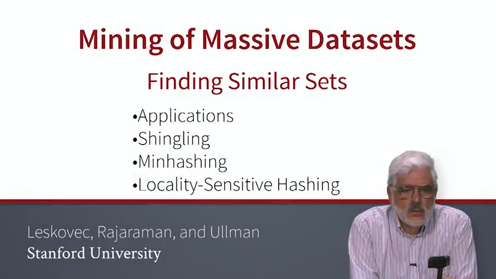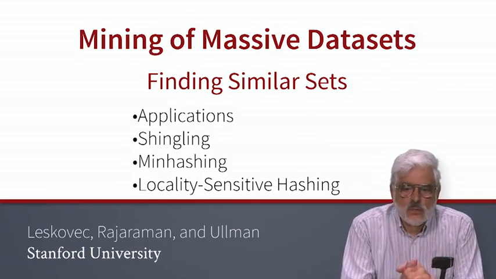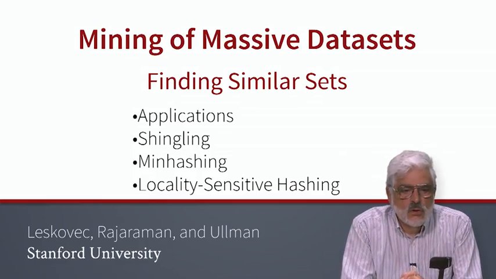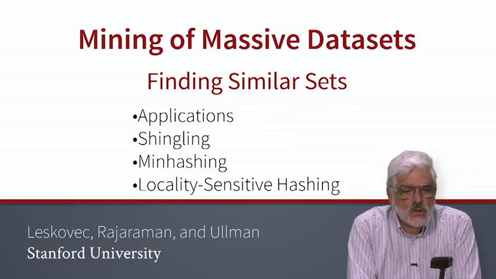We are now going to take up a class of problems where we are given a large collection of sets, millions or billions perhaps, and we are asked to find those sets that are similar. The notion of similarity is quite specific, and it's called Jaccard similarity. We'll learn this concept soon, but the idea is roughly that the larger the fraction of elements that the two sets have in common, the more similar they are.